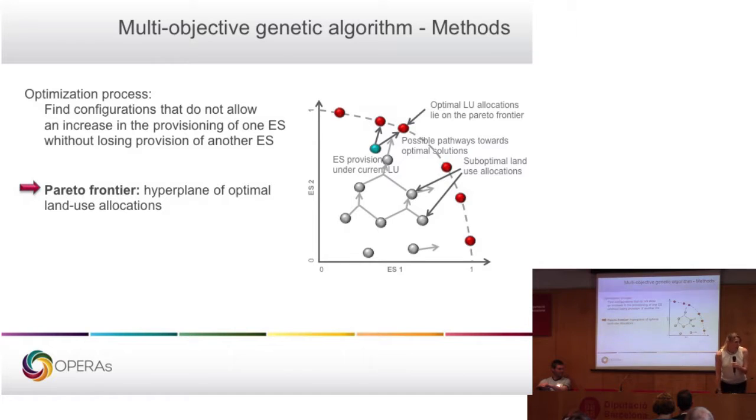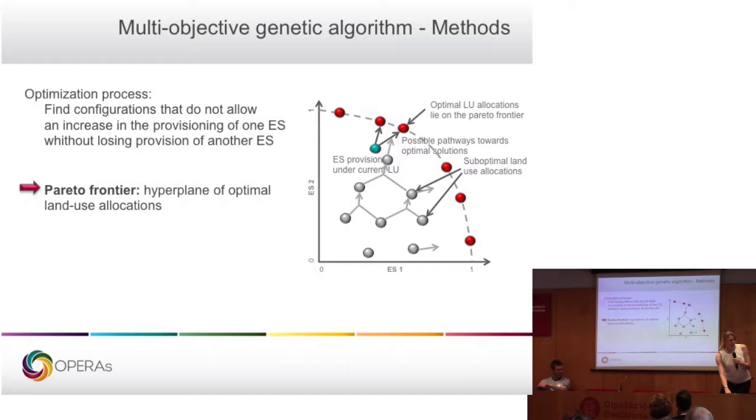And what we end up with is this so-called Pareto frontier. So this is the frontier of optimal solutions. You can't get more optimal than these solutions. But which solution you pick on this frontier completely depends on your preferences, if you want more of ecosystem service 1 or 2.